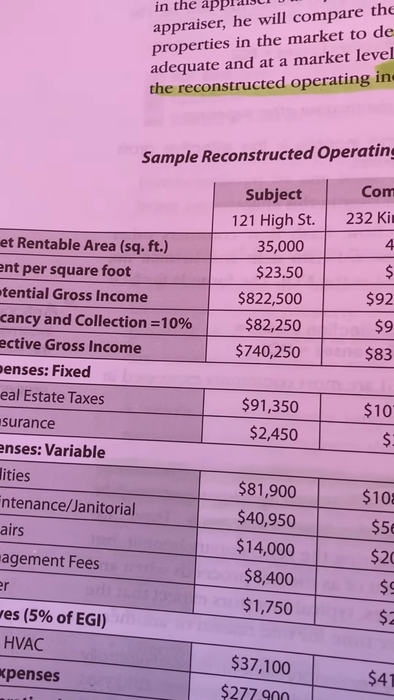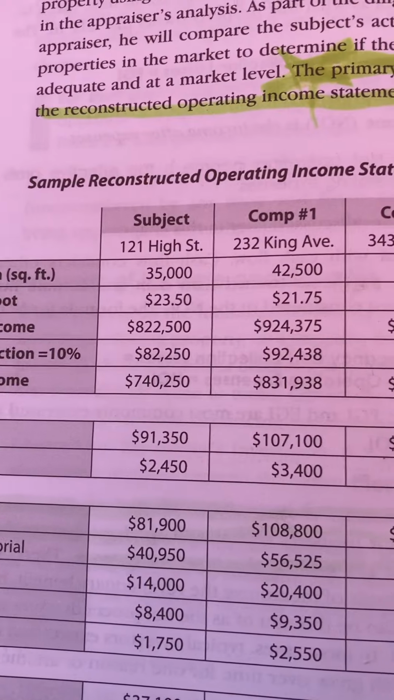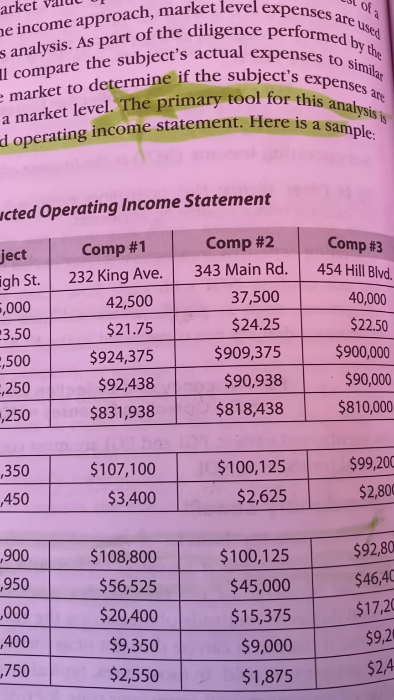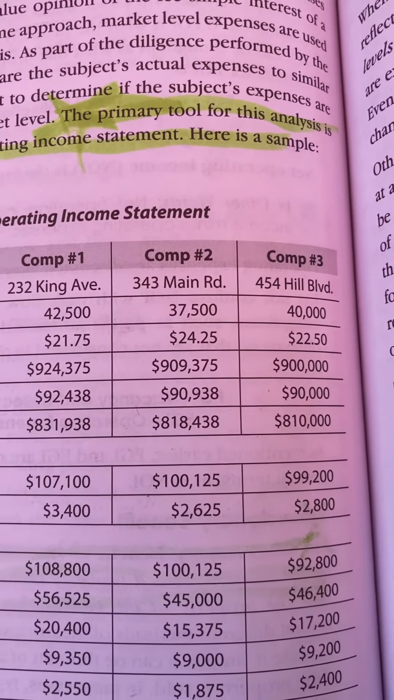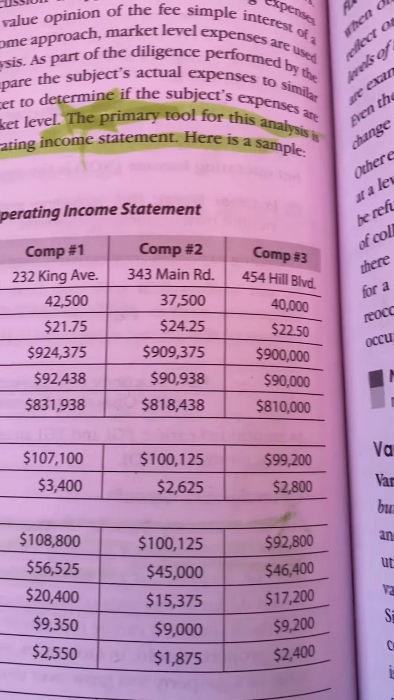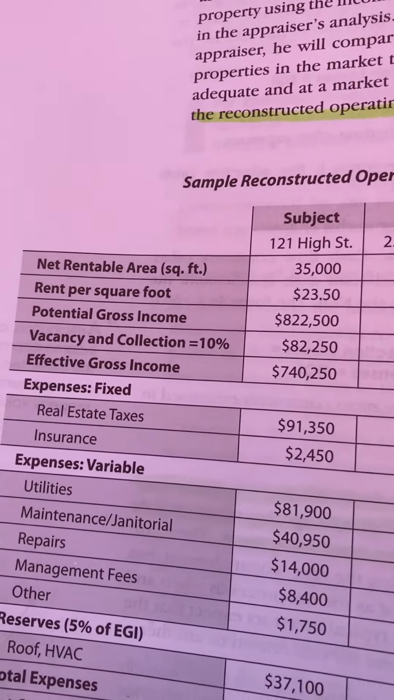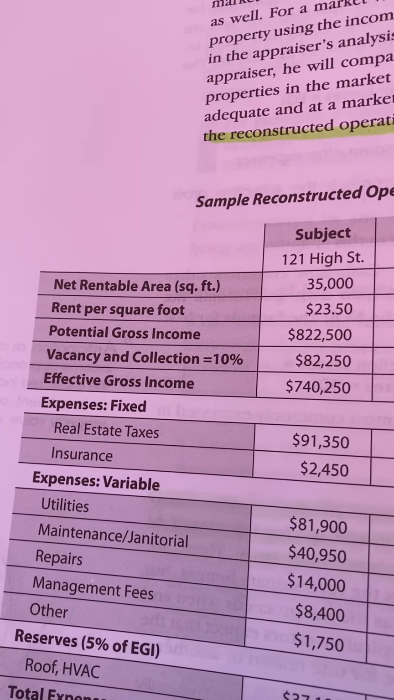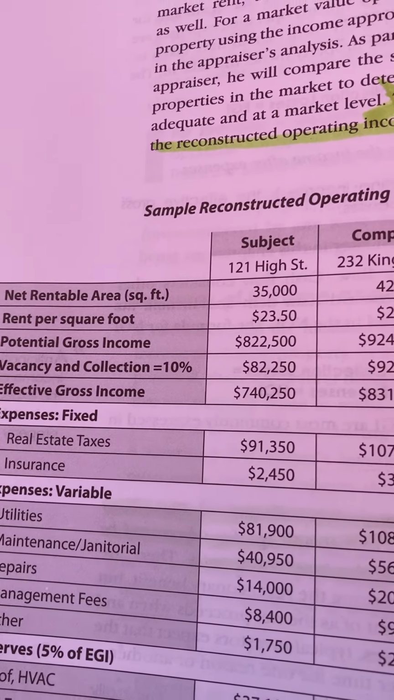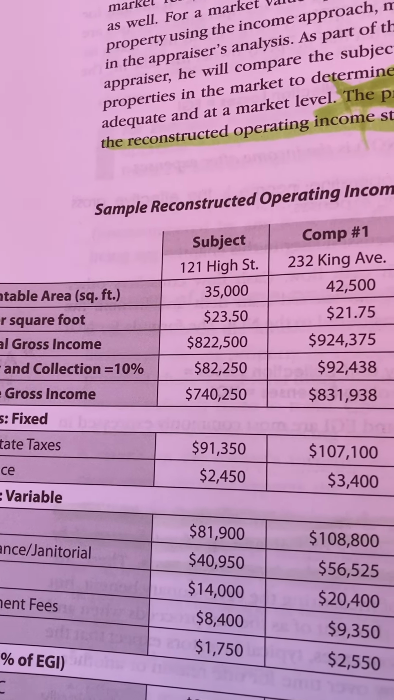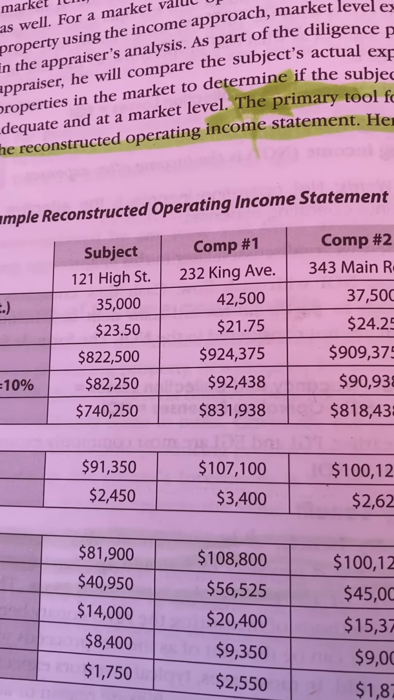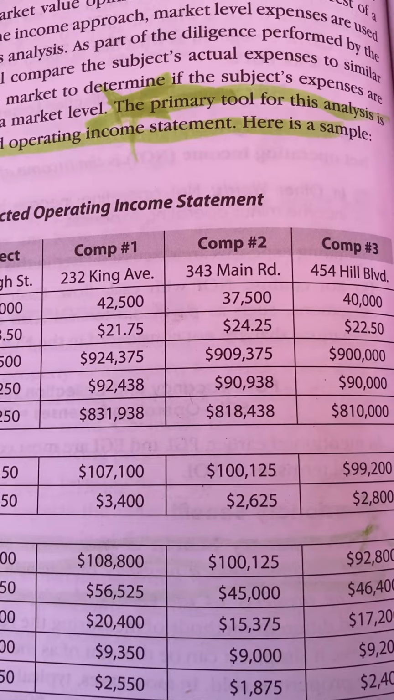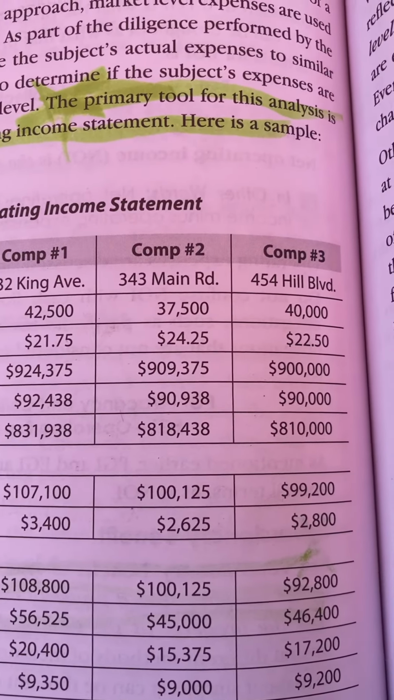You have your subject, 121 High Street. Comp 1 is 232 King Avenue. Comp 2 is 343 Main Road. Comp 3 is 454 Hill Boulevard. And your first line is going to be net rentable area, square feet. Your subject is 35,000 square feet. Comp 1 is 42,500 square feet. Comp 2 is 37,500. And Comp 3 was 40,000.